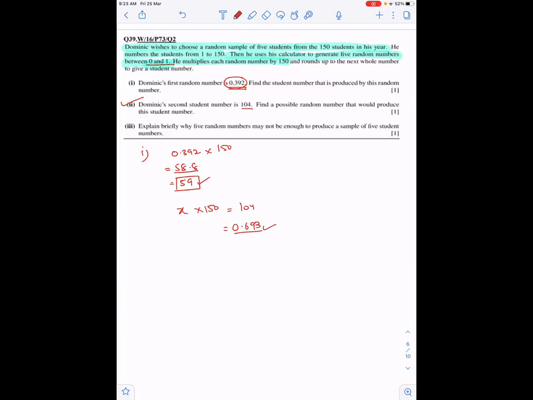Then explain briefly why 5 random numbers may not be enough to produce a sample of 5 student numbers. Because several numbers can round up to the same number. So the 5 student numbers are then not accurate enough. So you may have to take 6 or 7 numbers because if they are rounding off to the next whole number and the next whole number is the same, then obviously you will have repetition, and in case of repetition, you have to take another number or maybe 2 numbers if there are 2 repetitions. Are you getting it?